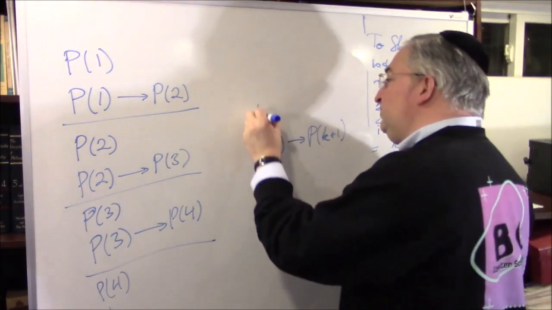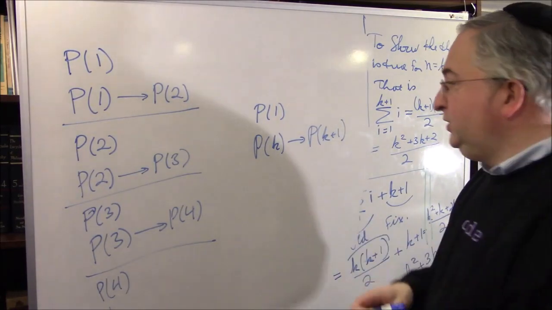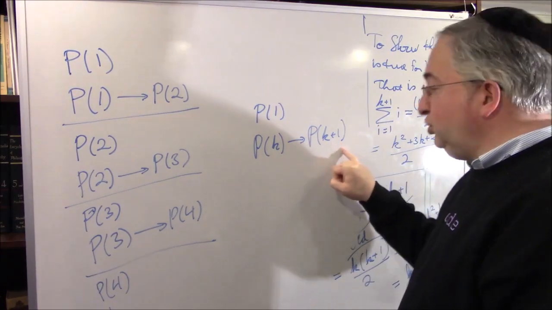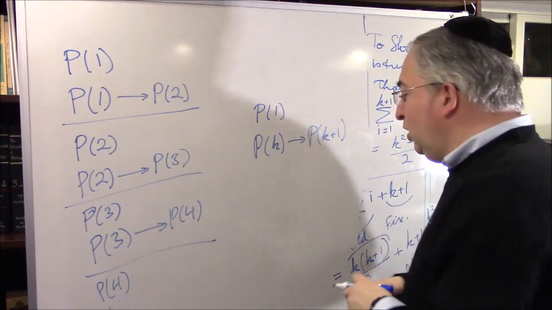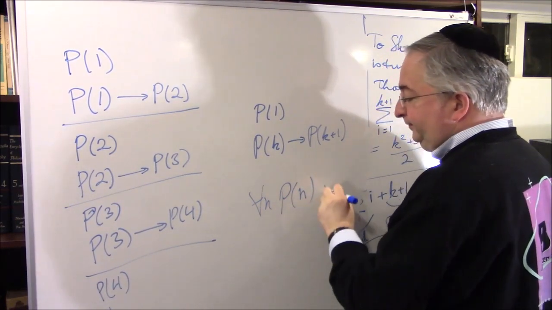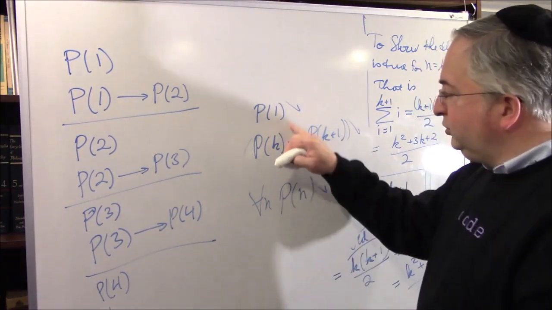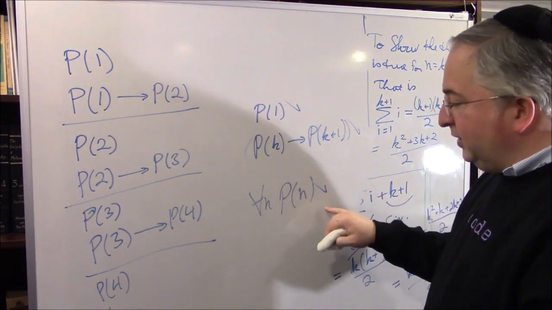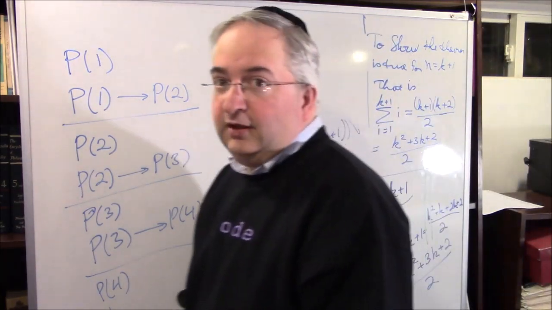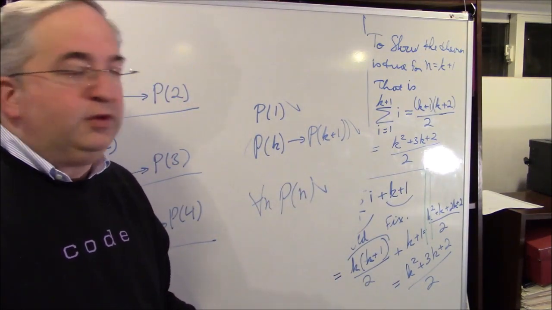So basically it's the following statement. If you know p of 1 is true, this you have to know is true, and you know that the truth of p of k implies the truth of p of k plus 1, then you know p of n is true for all n. So if you know this is true and you know this implies this, then the whole statement is true for every single n. It's a beautiful idea. It's a beautiful way of proving things, and it works in so many different ways.